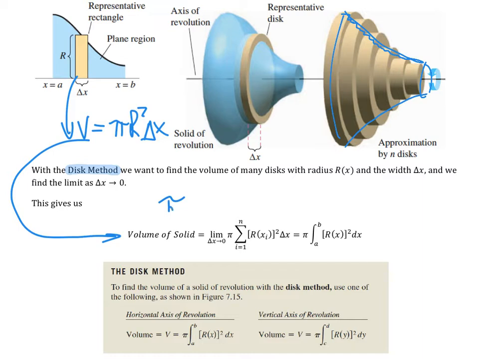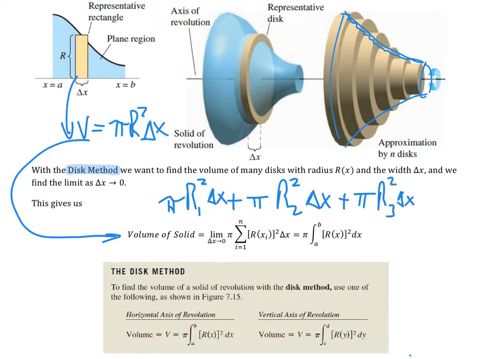We've got pi times the radius of the first disk squared times delta x, plus pi times the radius of the second disk squared times delta x, plus pi times the radius of the third disk. You get the idea. Times delta x. And so if all these delta x's are the same, then we can factor out pi. There's pi in all of these, all right? And there's a delta x in all of these. We're going to keep that there.